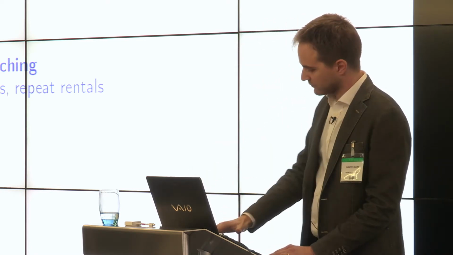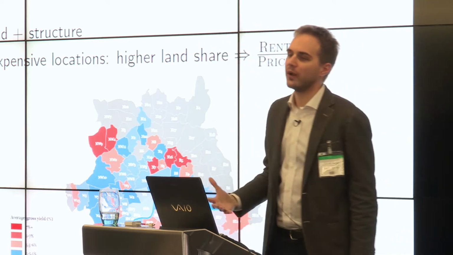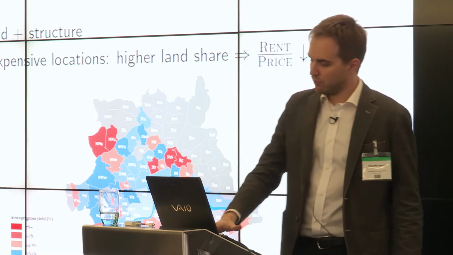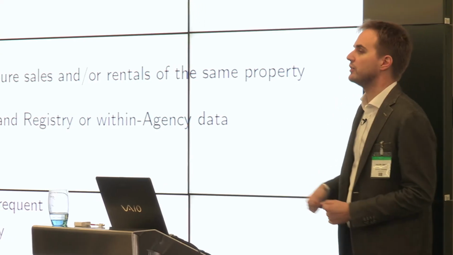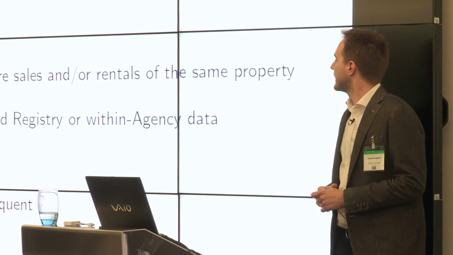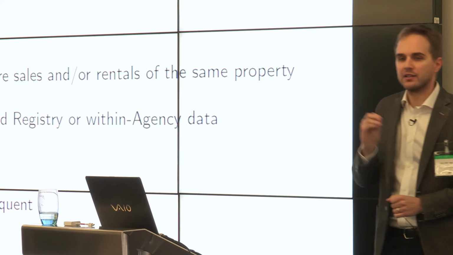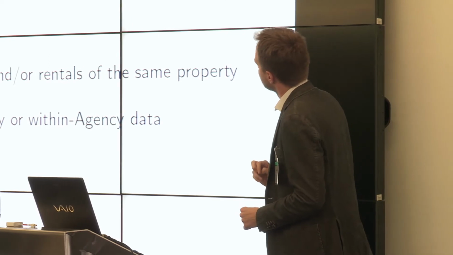Now, to measure the effect of appreciation and risk on the rental yield, I need to do more matching, this time not between datasets, but within datasets. So there are properties that sell repeatedly and properties that get rented repeatedly. And if I can measure the appreciation between one sale and the next one, between one rent and the next one, I can measure the appreciation for that specific property. And this is important for my research.